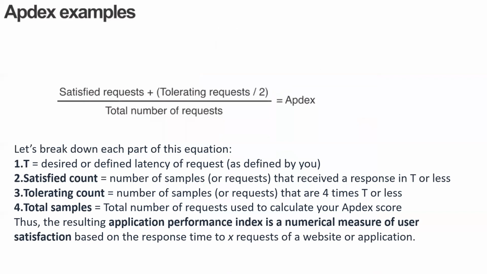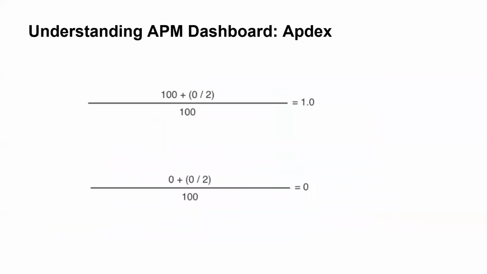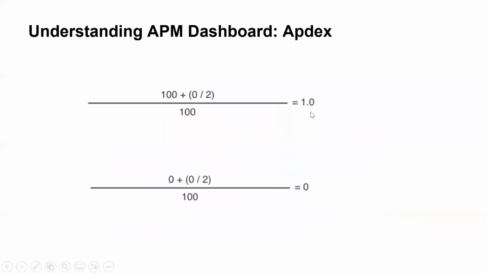So let's put it up. If your satisfied requests are 100, that means tolerating requests will be 0. Correct? And divided by the total number of requests, your Appdex score is 1. 1 is the best score. That means your overall users are highly satisfied.